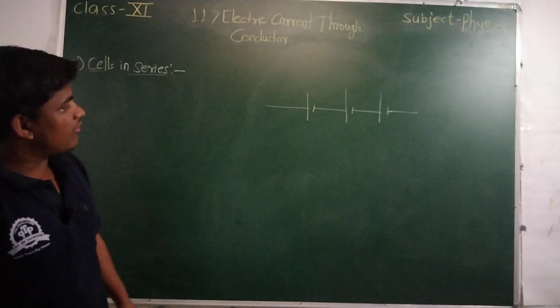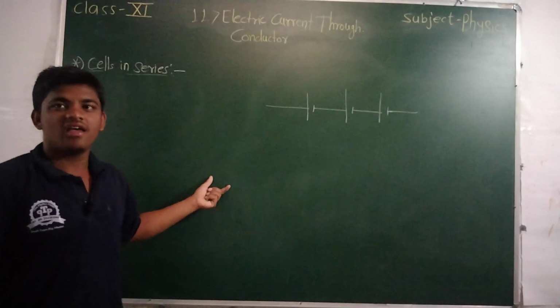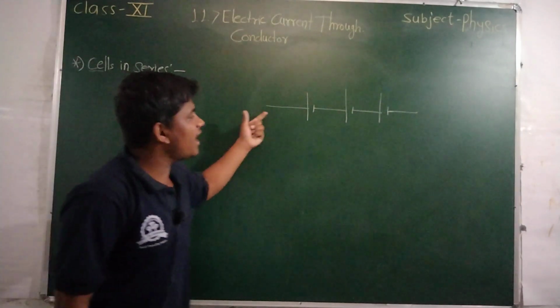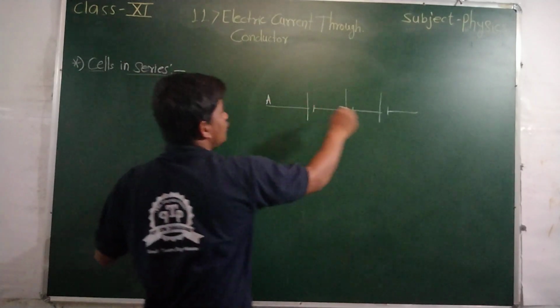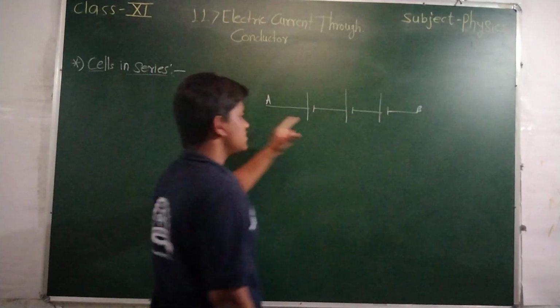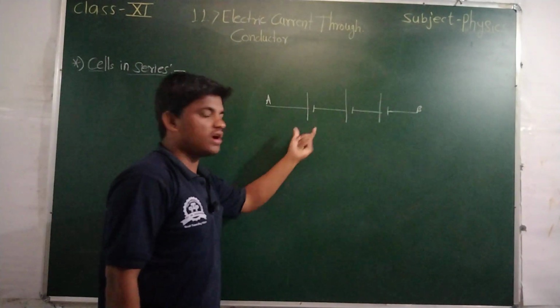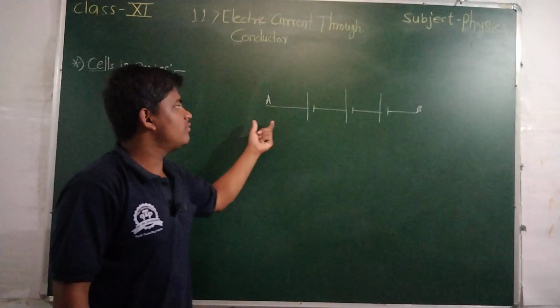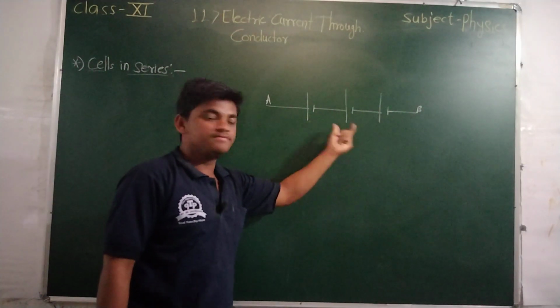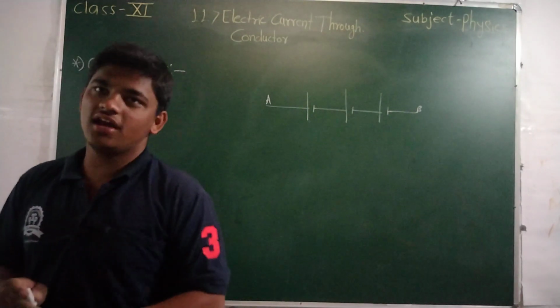When we connect cells in series combination, they are connected in the same electrical path. Consider this is the path A to B. Each resistance has the same path. Consider these cells having the same path A to B. For the middle one A to B, and for the third A to B. Same path, same electrical path.